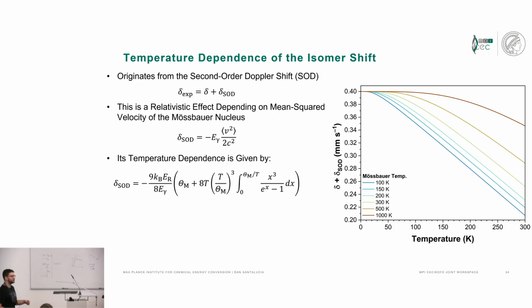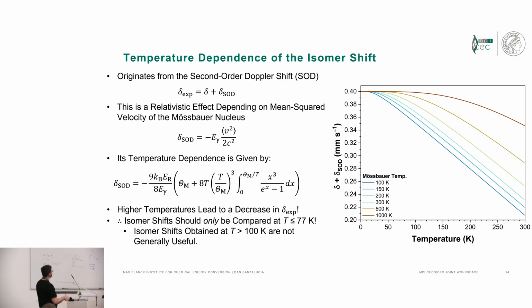So liquid nitrogen temperature is about the maximum useful temperature for Mössbauer. I prefer liquid helium temperature, where the second order Doppler shift is basically not even a consideration anymore. So higher temperatures lead to a decrease in the experimentally observed isomer shift. So you can only compare isomer shifts at liquid nitrogen temperature or lower. Anything above 100 Kelvin is not generally useful, with maybe the exception of the materials chemists.